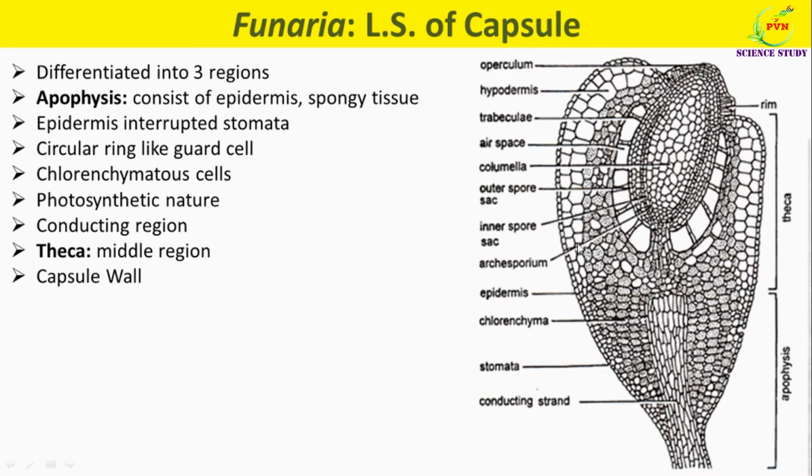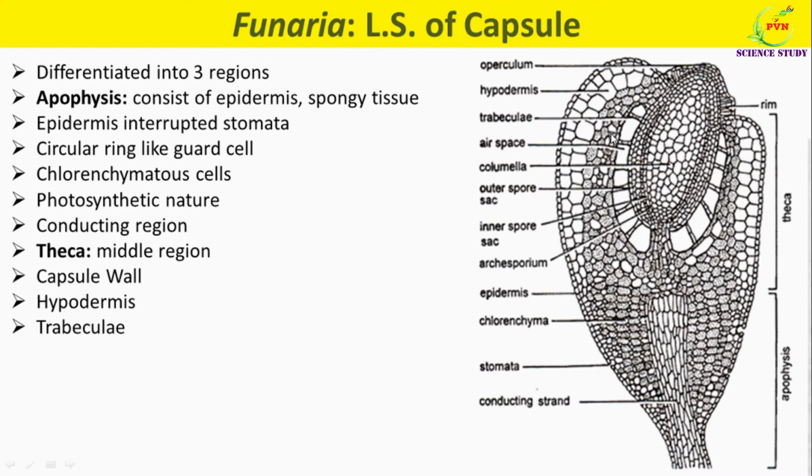The capsule wall in this region is many cells in thickness. The outermost layer of the wall is epidermis, which is continuous with that of apophysis. So this is the epidermis. Internal to the epidermis, there are few layers of compactly arranged parenchymatous cells forming the hypodermis. So this is the hypodermis. Here in this figure, hypodermis is two-layered. Towards the inner side of hypodermis, few layers of chlorenchymatous cells are present. So these are the chlorenchymatous cells.